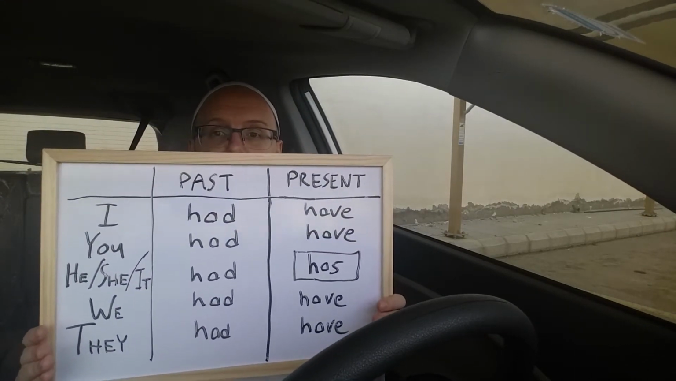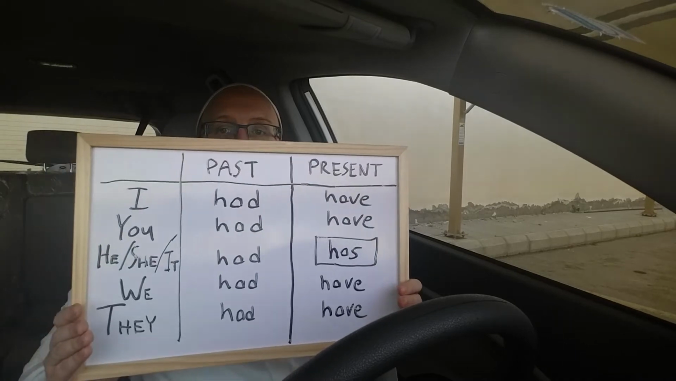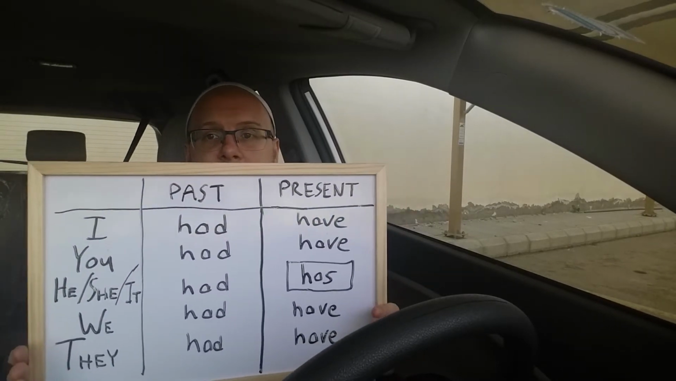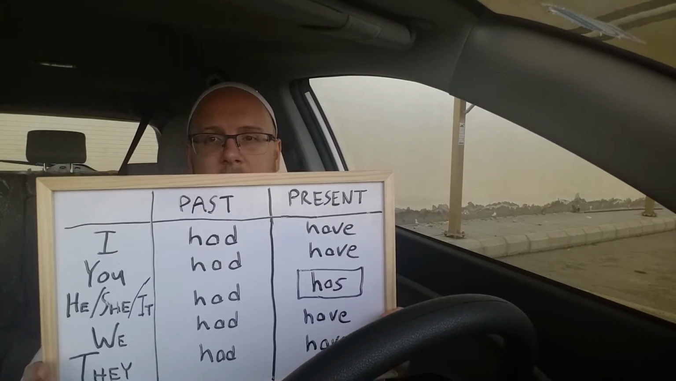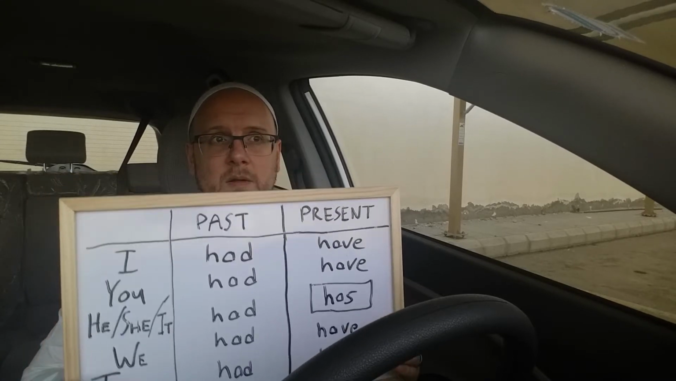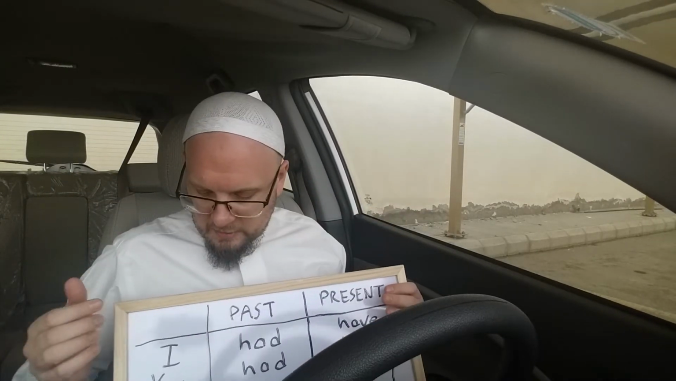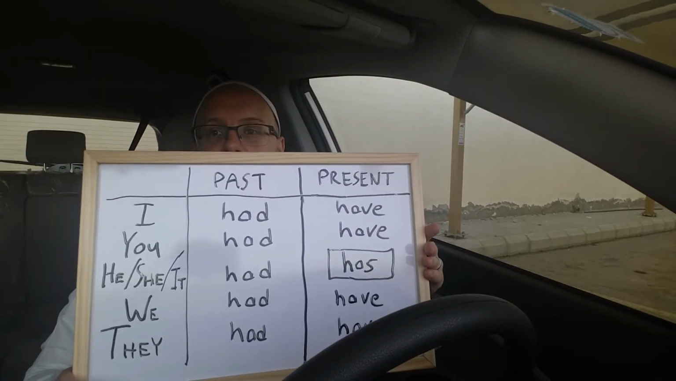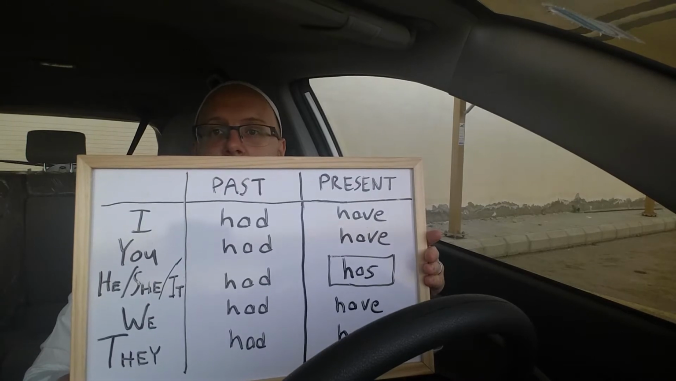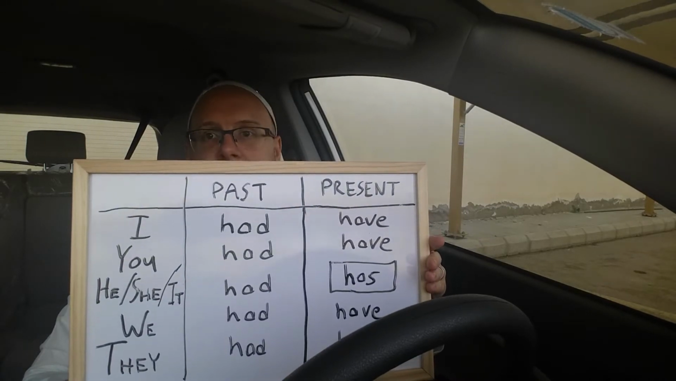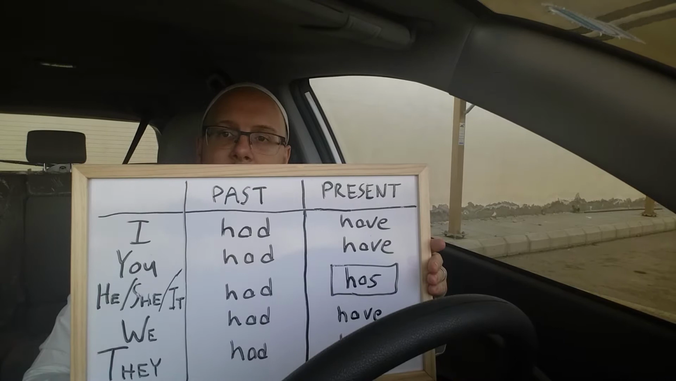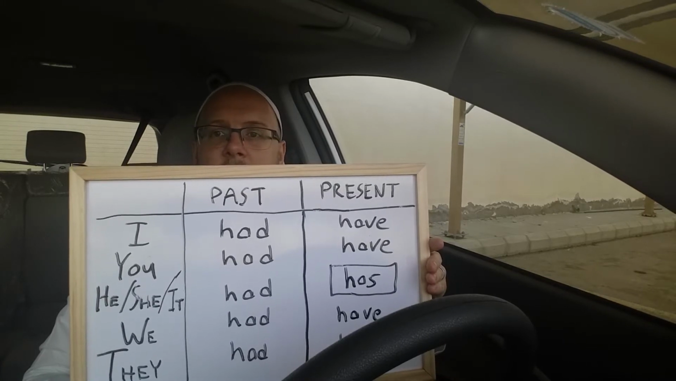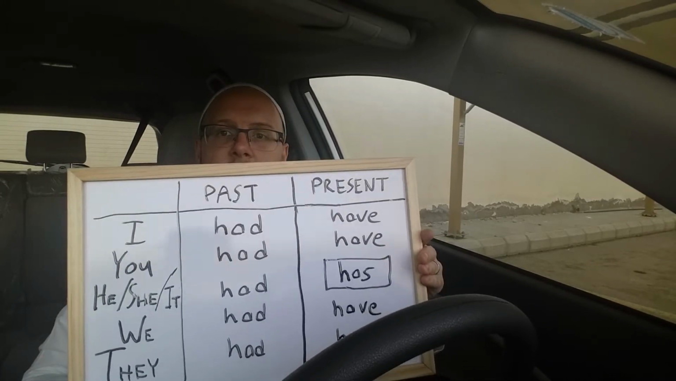So you have the past tense in the middle column, then you have the present tense, and then on the side here we have the subjects, okay? The doers. So we have I, you, he, she, it, we, and they. As you can see in the past tense, it's all the same. It's easy. I had, you had, he had, she had, it had, we had, they had.